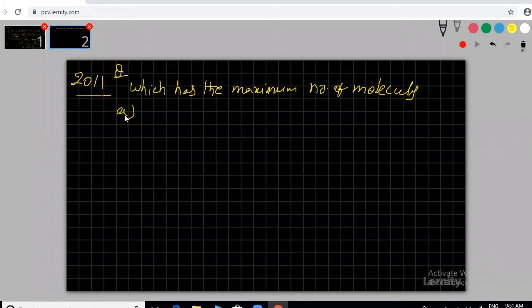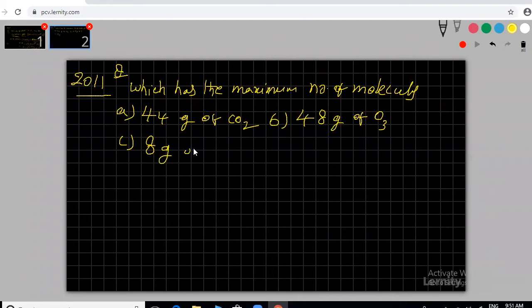Option A, 44 grams of CO2. Option B, 48 grams of O3. Option C, 8 grams of H2. Option D, 64 grams of SO2.